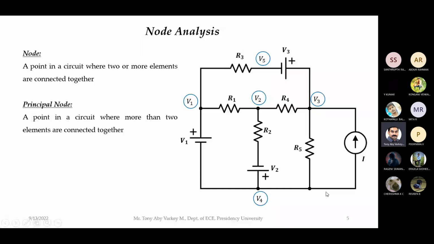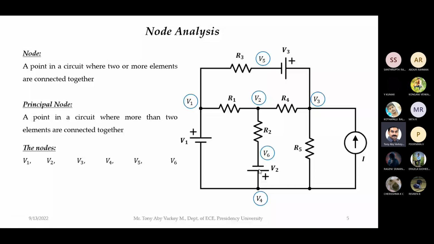So here I have this one is a node. That is because R3 and V3 are connected together here. So this is a node. Can you identify one more node is there? Which is that? R2 and V2. Correct. The point between R2 and V2. So here you can see at this V5 node, R3 and V3 are connected together. At this point, R2 and V2 are connected together. So the nodes are V1, V2, V3, V4, V5, V6.